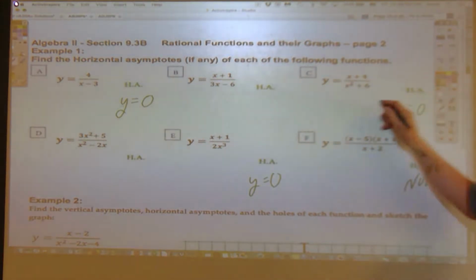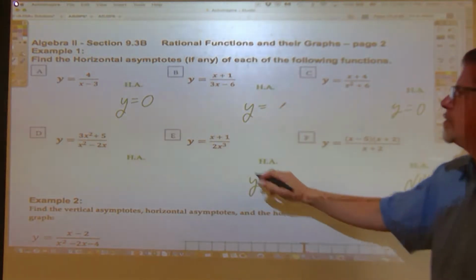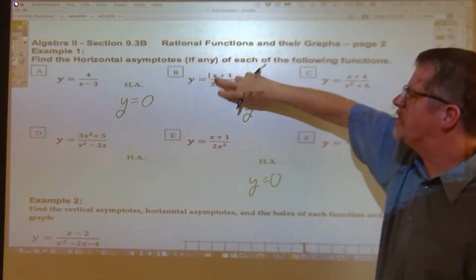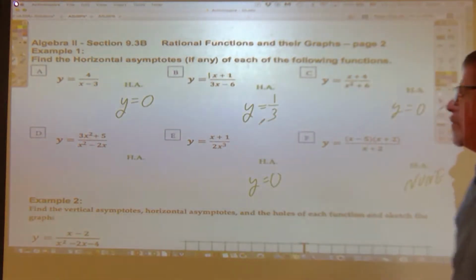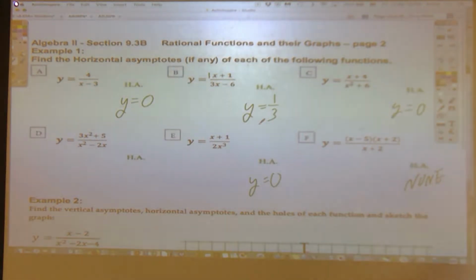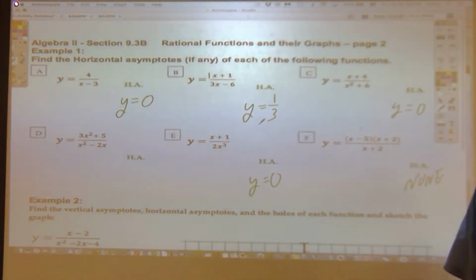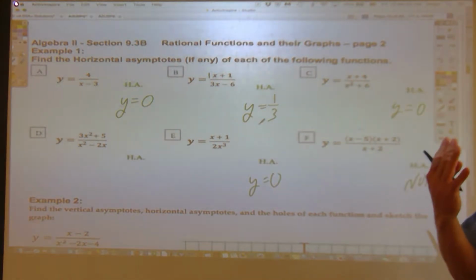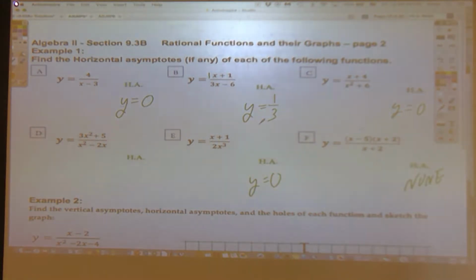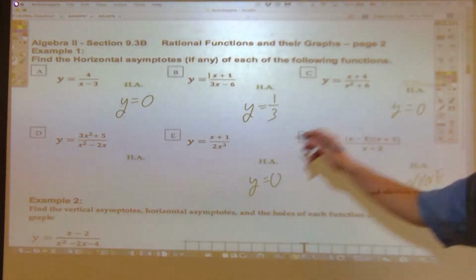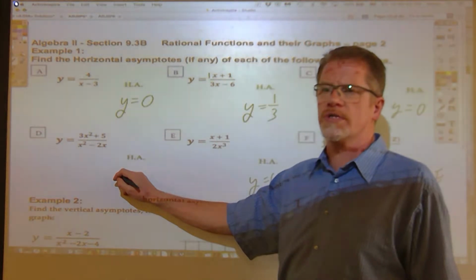So for the ones that are balanced, the horizontal asymptote is y equals the ratio of lead coefficients. In this case, 1/3. Would you please write down the equation of the horizontal asymptote for letter D. What is the equation of the horizontal asymptote over there? These are not vertical asymptotes. These are horizontal asymptotes. All right, let's go with Imani. Letter D. What's the equation of the horizontal asymptote?